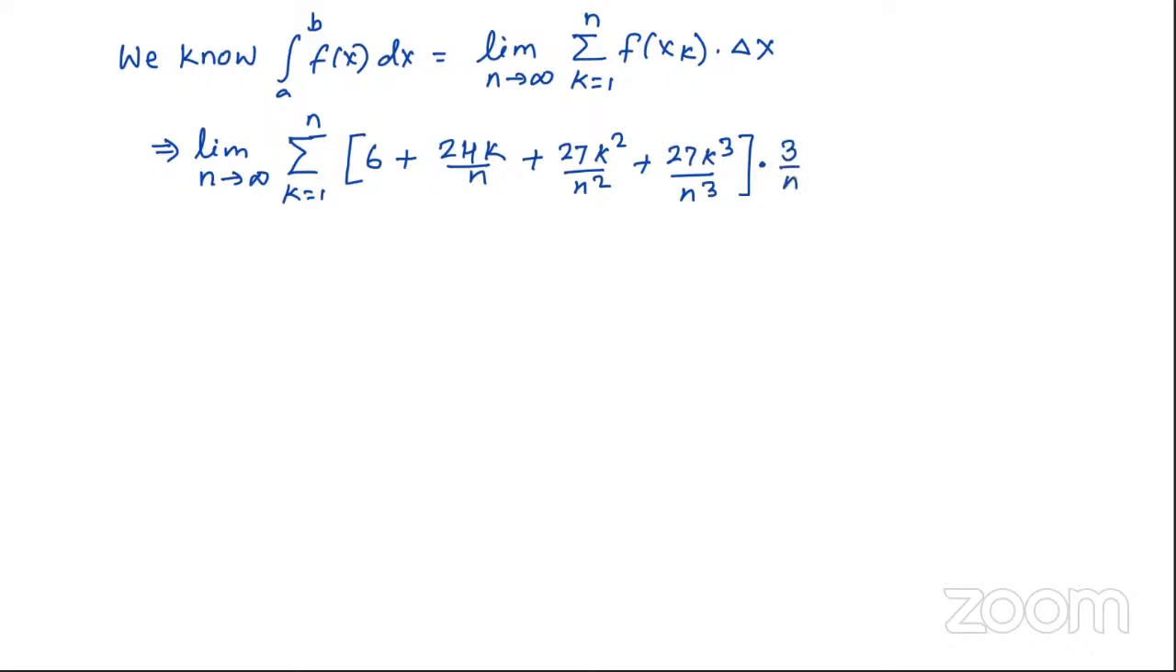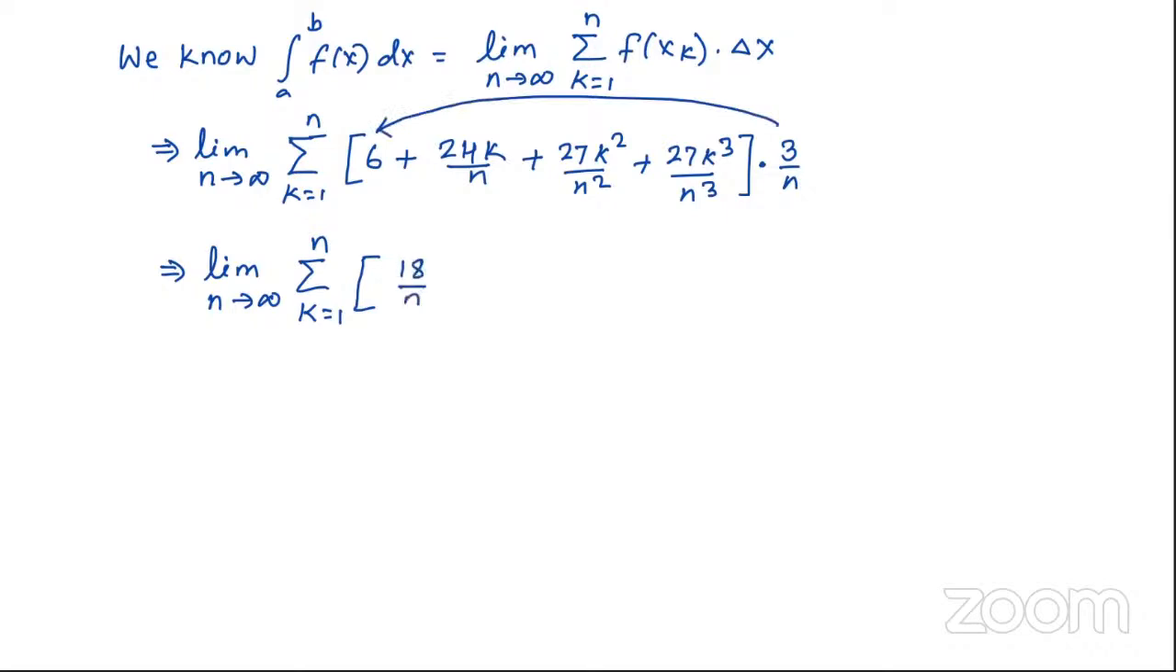Now you can see the quantity inside the bracket and also outside the bracket, 3 over n. These are all variables, so we can technically multiply them. We can distribute that 3 over n. So let's distribute 3 over n. Limit as n approaches infinity. Summation k is from 1 through n. If we distribute, what do we get? 3 over n multiplied to 6. What is that equal to? 18 over n. Very good.